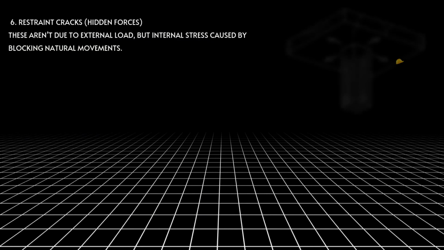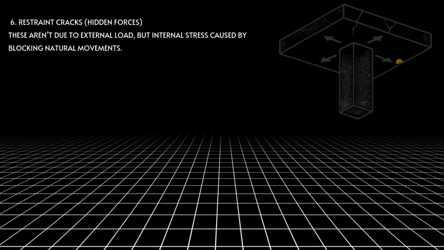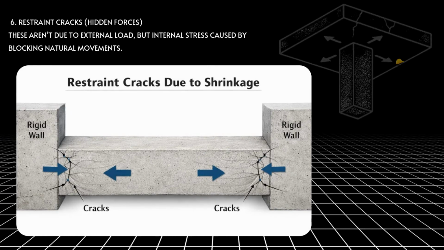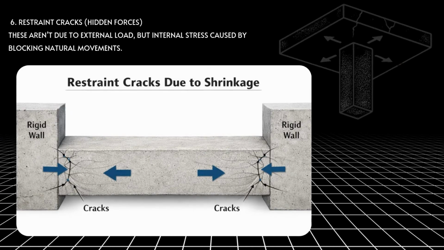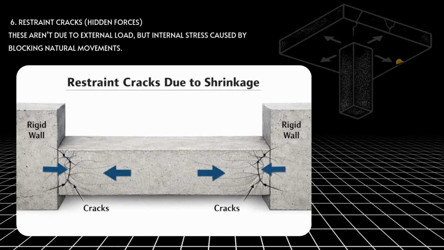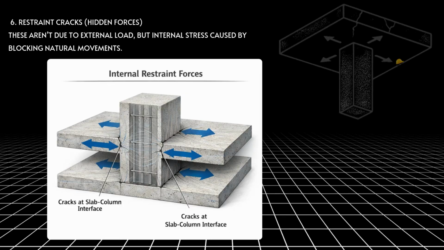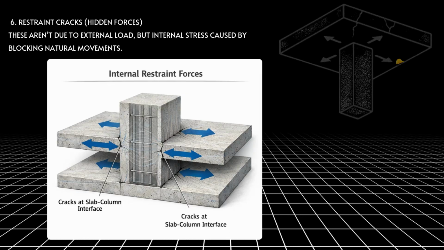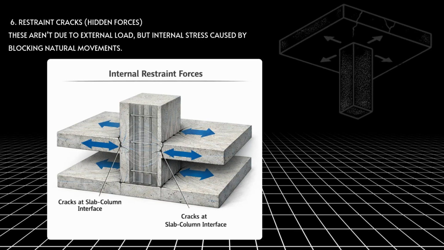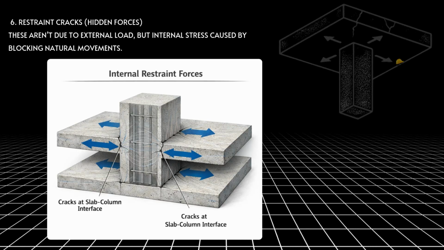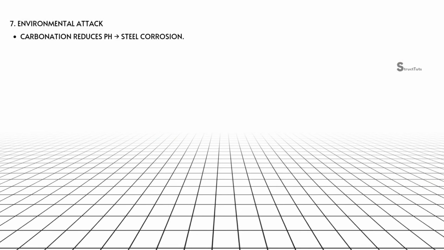Restraint cracks are caused by hidden internal forces. For instance, when a slab is cast between two rigid walls, it cannot freely shrink, leading to cracks near the wall. Similarly, columns surrounded by slabs on all sides experience restraint forces. These cracks aren't due to external loads, but result from internal stress caused by restricting the structure's natural movements.